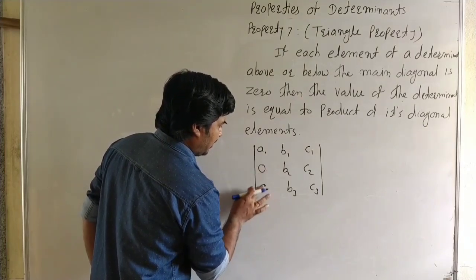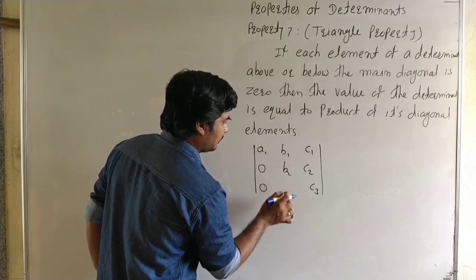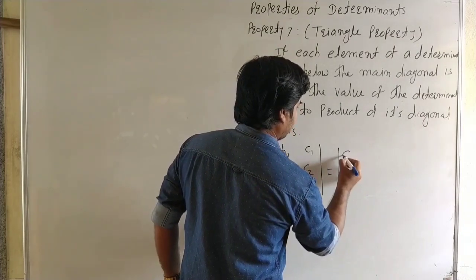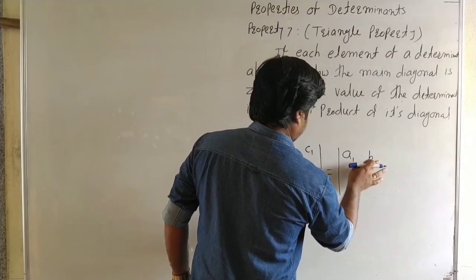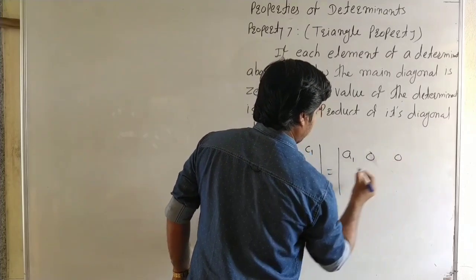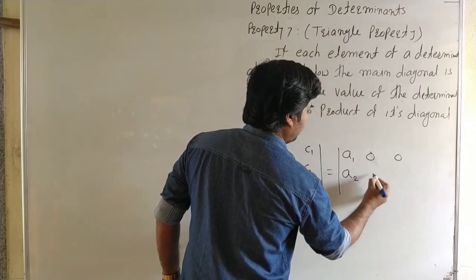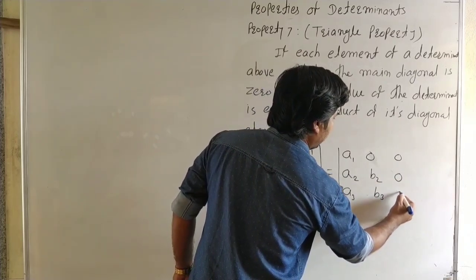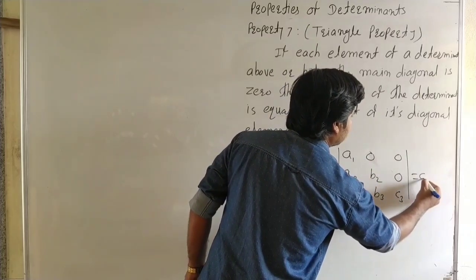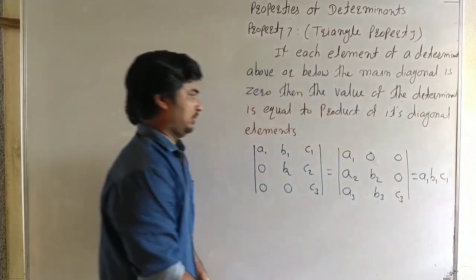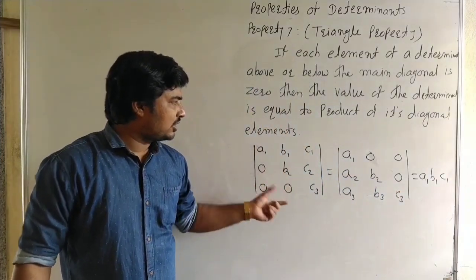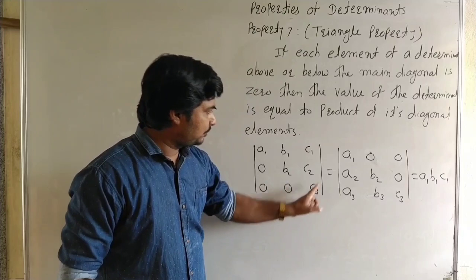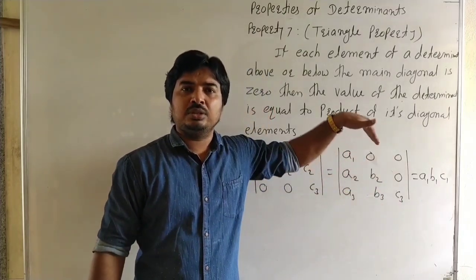Here we can first write all elements below the diagonal are 0, so we can take a1 0 0, a2 b2 0, a3 b3 c3, and the determinant has a1 b1 c1 in the first row. See carefully. Here, if all elements below the diagonal are 0, or all elements above the diagonal are 0, then the value of the determinant is the product of the diagonal elements.